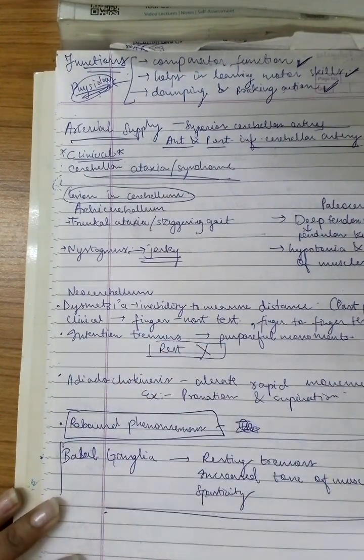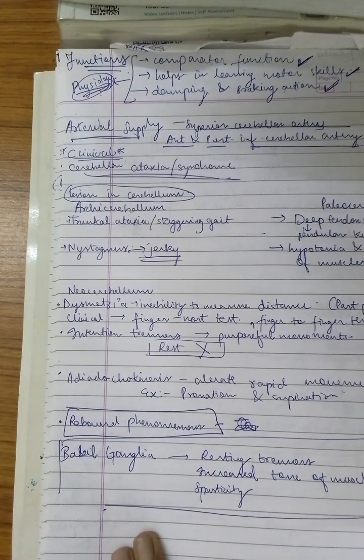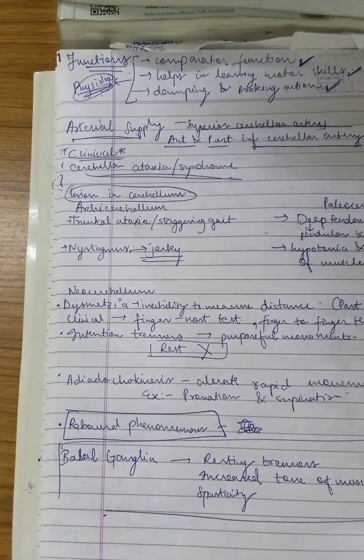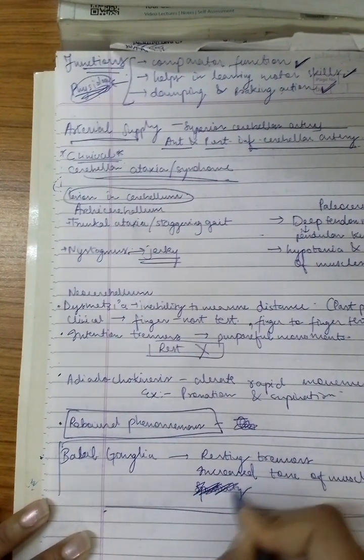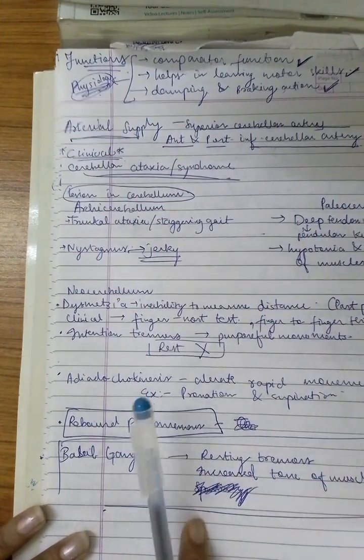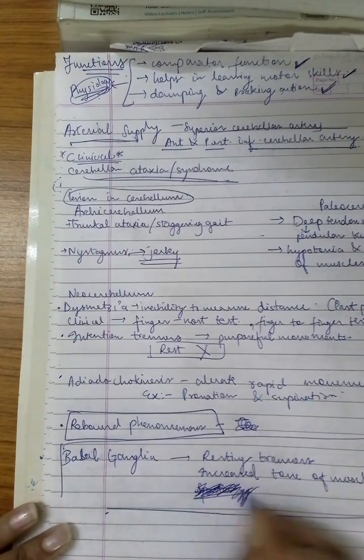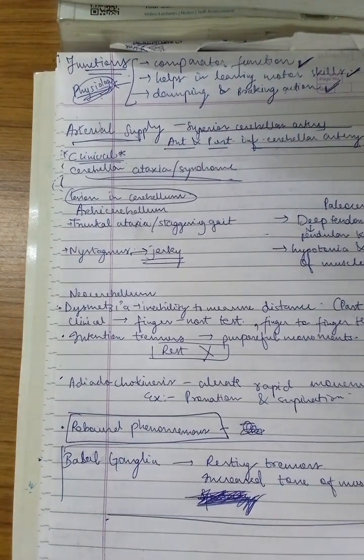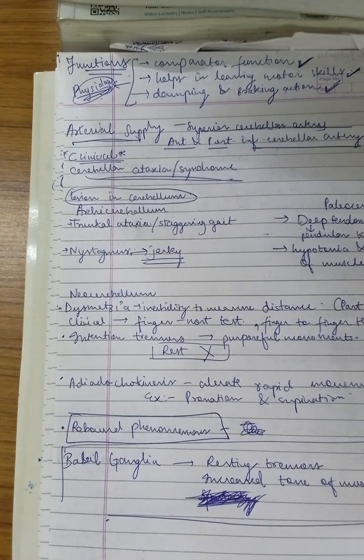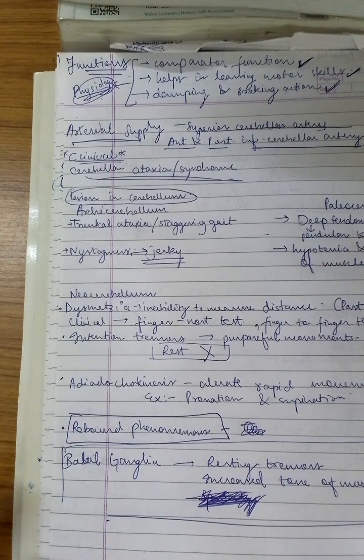And how is it different from basal ganglia? In basal ganglia we see resting tremors. I am not writing spasticity, I am not sure of this, but I think in cerebellar ataxia we see spasticity in the lesion. I'm not sure, so I'm not teaching you the wrong thing. In basal ganglia we see resting tremors and hypertonia is there, that is, increased tone of muscle.